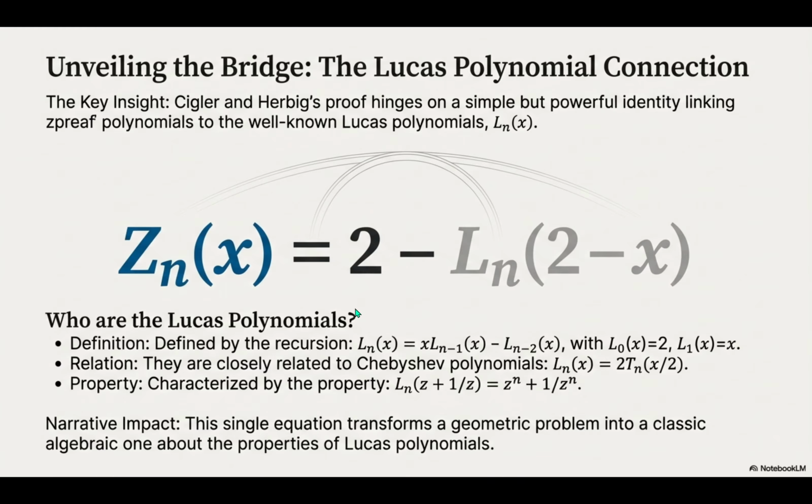It takes this brand new, sort of niche geometric polynomial and shows it's just a translation of a classical algebra problem that's been studied for over a century. Precisely. We don't have to invent anything new. We just have to realize we're standing on existing infrastructure.